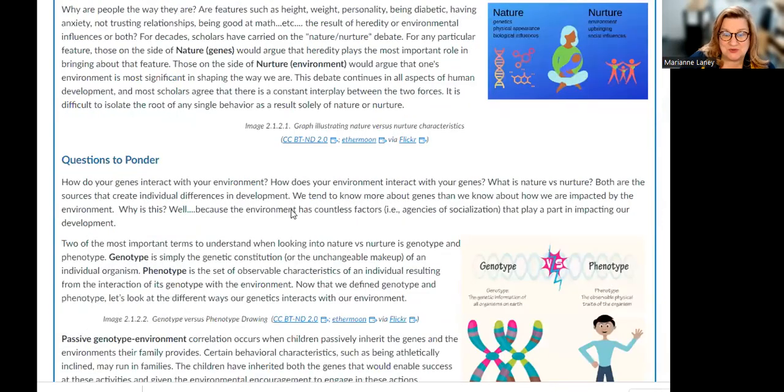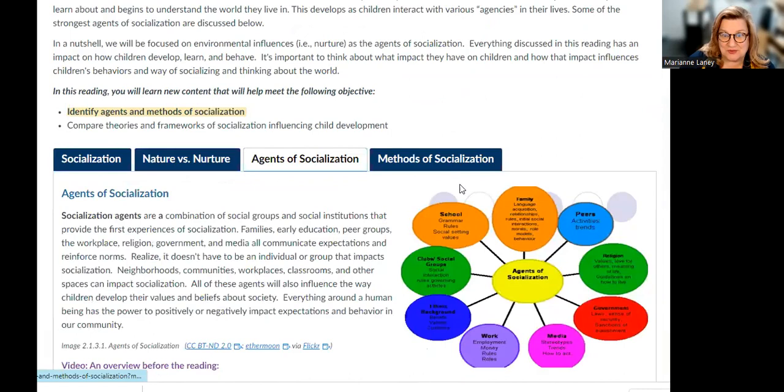And again, twins can be totally different or they can be totally the same. I think we all know at least one pair of twins, and they'll tell you, no, we're totally different. And maybe they are, maybe they're not. It's really kind of cool. So agents of socialization, my favorite part.